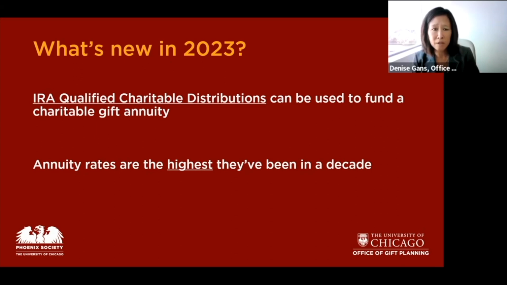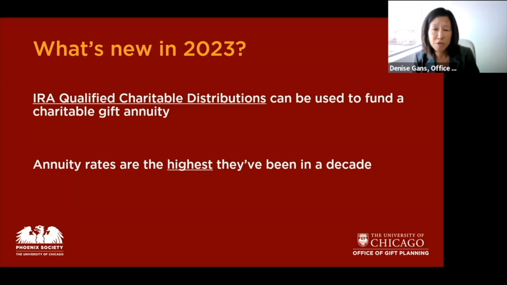So as of this year, these qualified charitable distributions can not only be used to make those outright gifts to charity, they can also be used to fund a gift annuity of up to $50,000. So this is an easy and tax advantageous win for donors who at age 73 have to start taking those required minimum distributions. They will avoid the tax on the RMD, and they can use the RMD to invest in a gift annuity that will benefit themselves and benefit University of Chicago in the future.